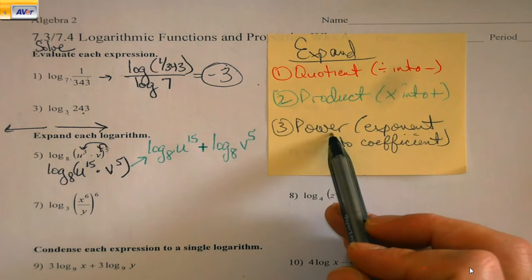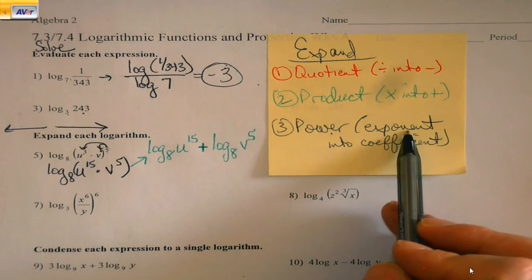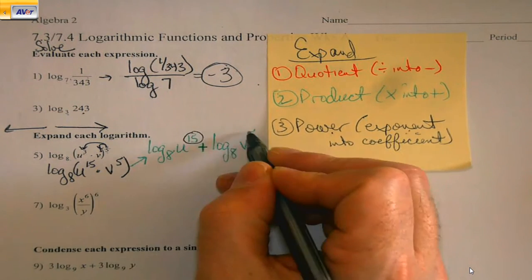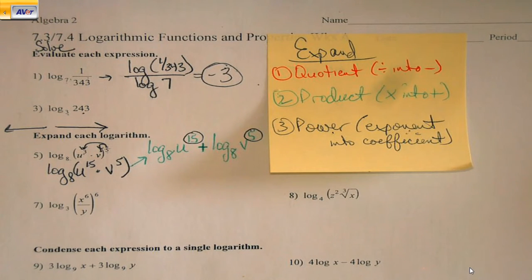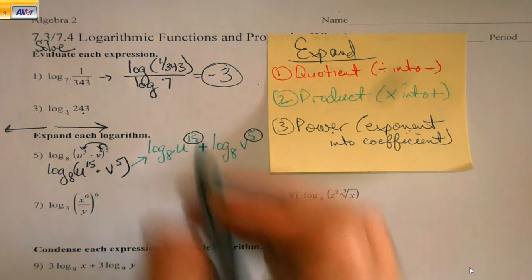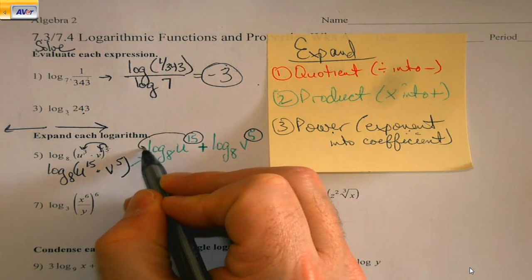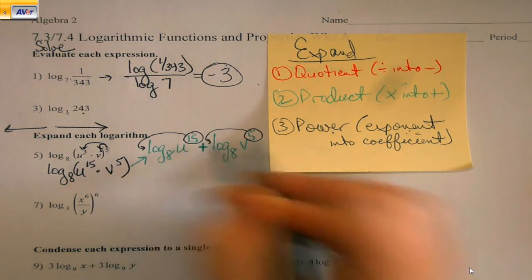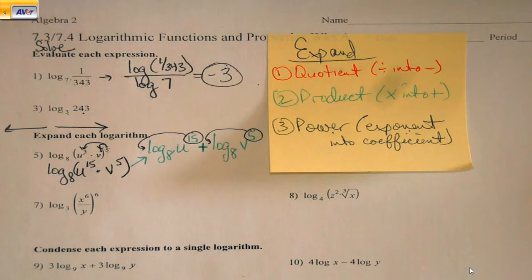So the power property. Do I see exponents? Oh, do I see exponents? I see 2 of them. If I see those exponents, they are each going to turn into coefficients, the number in front of log.